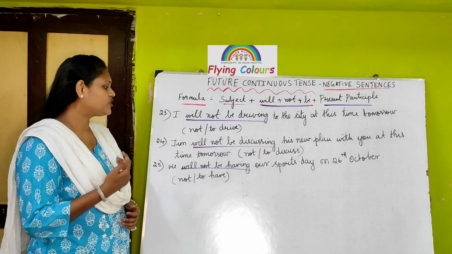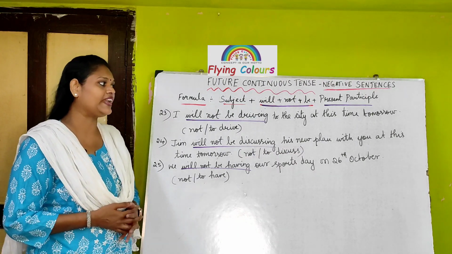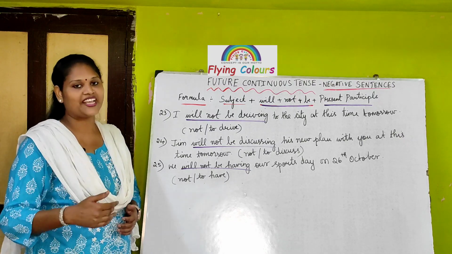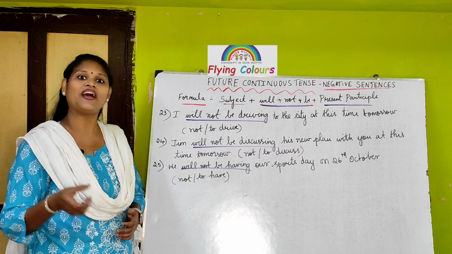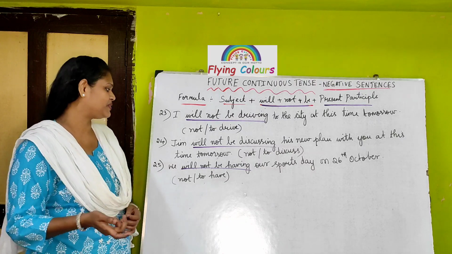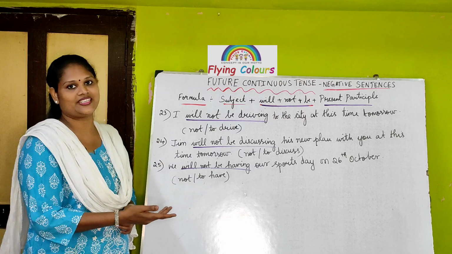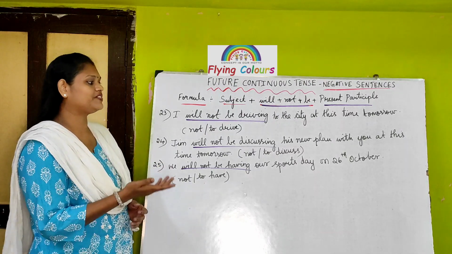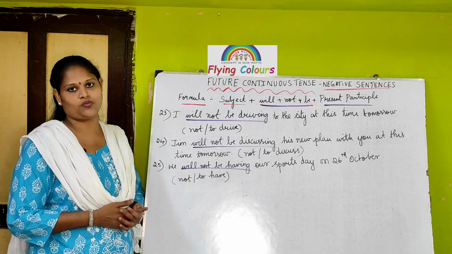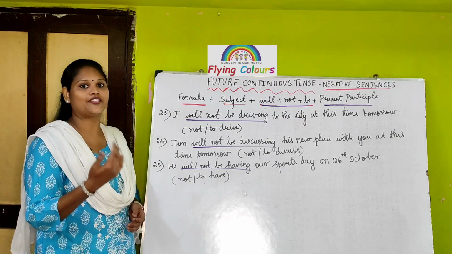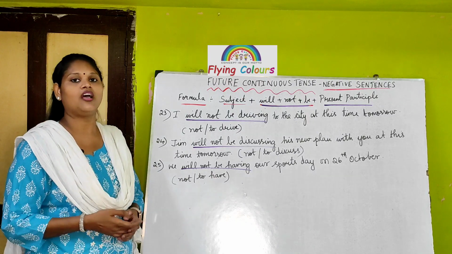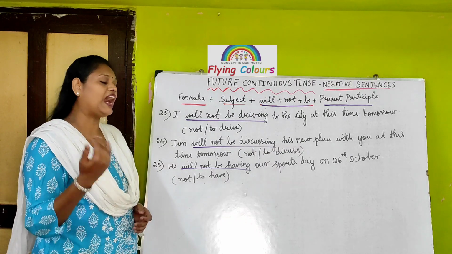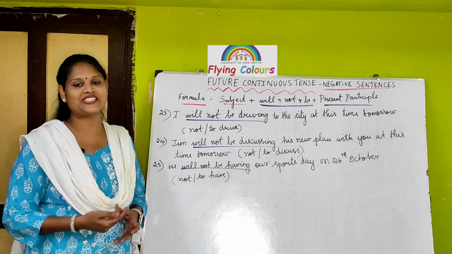Next sentence, Jim will not be discussing his new plan with you at this time tomorrow. Not slash discuss. Discuss is the main verb and it should be changed into present participle. Jim will not be discussing. As such, you have to write. Next one, we dash our sports day on 26th October. That means within brackets not slash to have. We will not be having, otherwise we won't be having our sports day on 26th October.